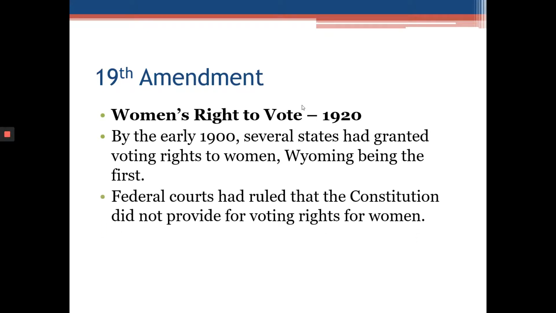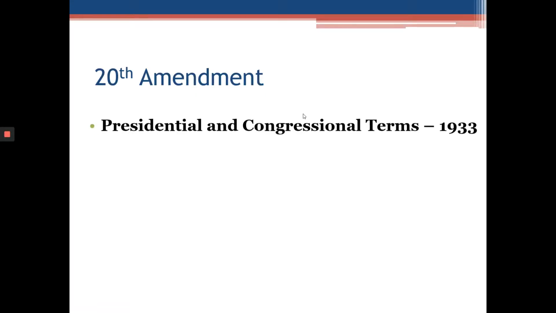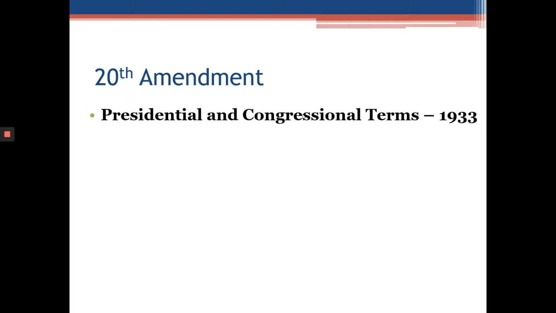Federal courts basically ruled that the Constitution doesn't say women, so therefore they don't have the right to vote. And that was a very close-minded viewing of the Constitution, not intended, I don't think, by the framers. Women's suffrage had tried to get the federal vote every year since 1878, and they finally did it upon the success of it being passed in 1920. The 20th Amendment, the limitation of congressional and presidential terms.